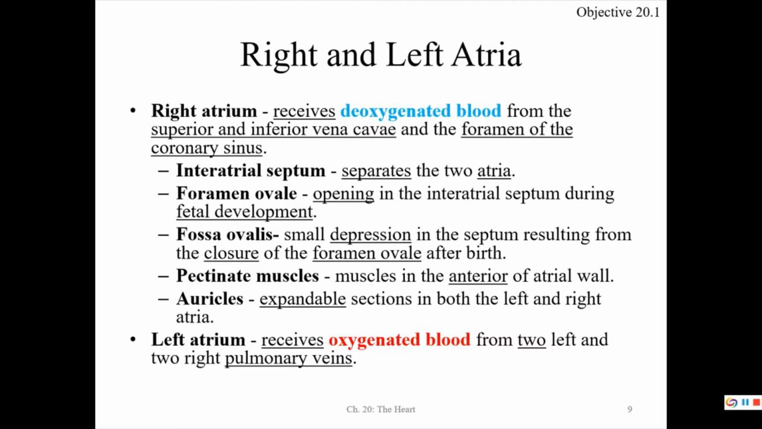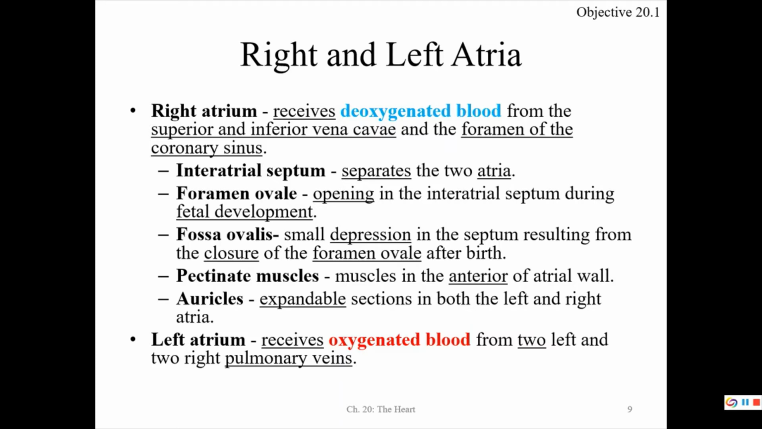Now, if it doesn't close and remains open, we call that a patent foramen ovale. This open foramen ovale will cause deoxygenated blood after birth to pour into the left side of the heart, which will cause a depletion of oxygen capacity of that blood, which means less oxygen gets to muscles and the body doesn't function as well, and you get tired very quickly.